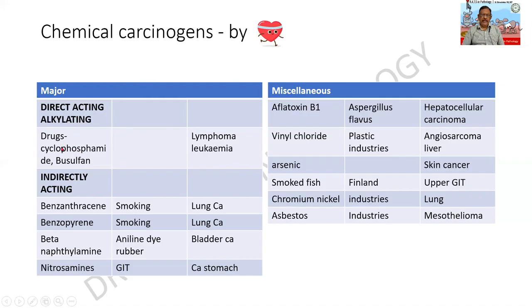Direct acting, there are some examples such as drugs, cyclophosphamide, busulfan, etc. Paradoxically, these are drugs used for the treatment of cancer, but they can produce another cancer, including a leukemia. The direct acting do not require a promoter and they can straightaway cause a neoplasm. Indirectly acting, on the contrary, they need the help of a promoter. The examples are such as given in the box. So you have got benzoanthracene, benzopyrene, beta-naphthylamine, nitrosamines, etc.